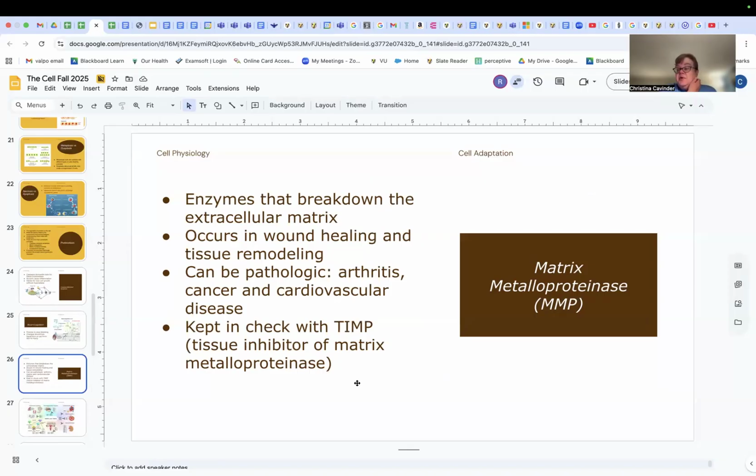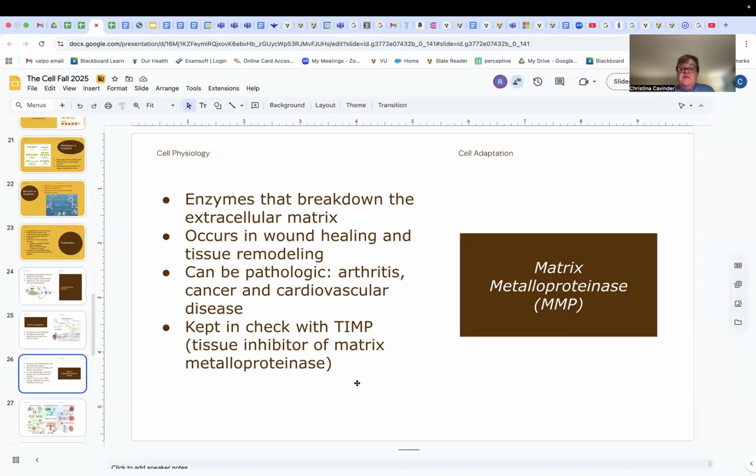Matrix metalloproteinases, or better known as MMPs, are enzymes that break down that extracellular matrix. Remember, that's where all the tissue is built up on there. And this is breaking down that framework. And this does occur in wound healing and tissue remodeling. So if the tissue is injured, it removes all that framework so that tissue can be sloughed away and new tissue can be grown. Now, it can be pathologic.